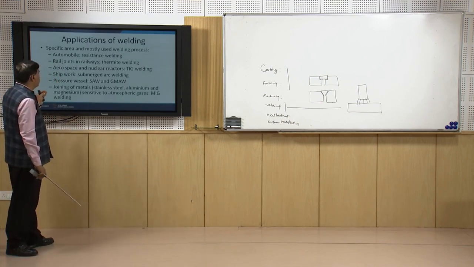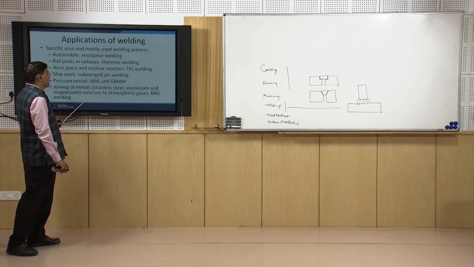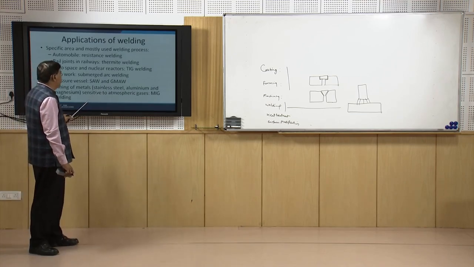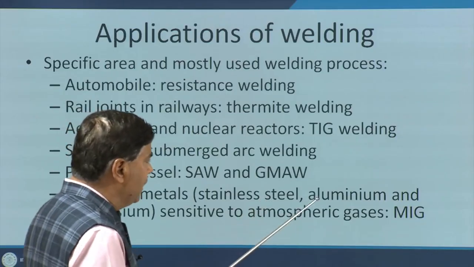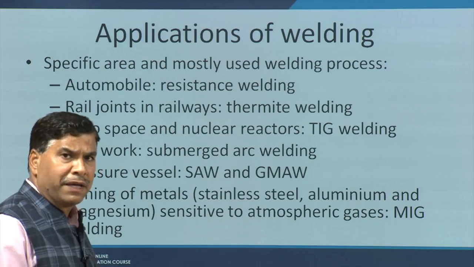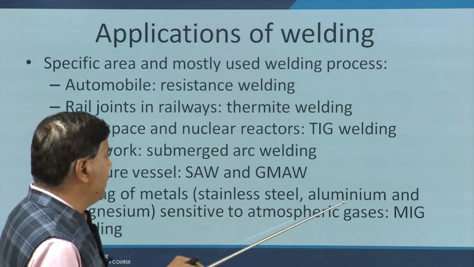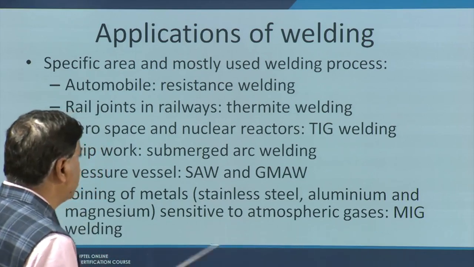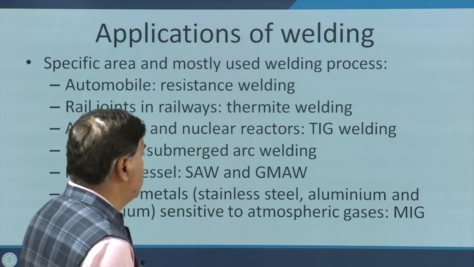And then for joining reactive metals, like stainless steel, the presence of chromium makes oxides easily, so its welding becomes difficult using the normal shielded metal arc welding process or gas welding process. Similarly, aluminum and magnesium both form oxides which are refractory in nature, and therefore proper protection is needed during the welding of these metals, and therefore gas metal arc welding or TIG welding is normally used for joining the metals which are reactive in nature.